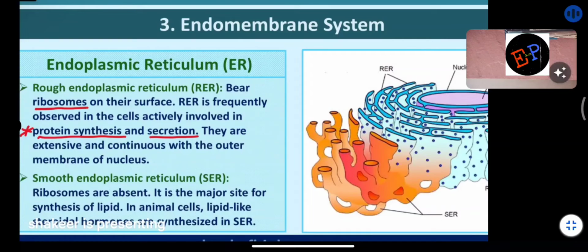They are extensive and continuous with the outer membrane of the nucleus. Continuous means what? They are attached to the outer membrane of the nucleus. Are you able to understand? Smooth endoplasmic reticulum.